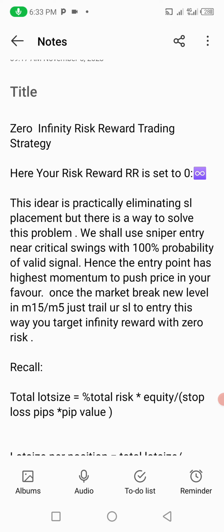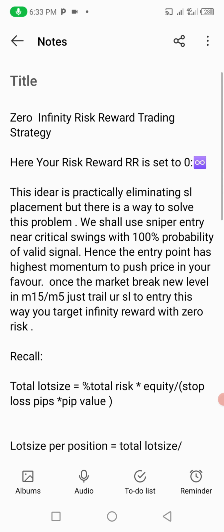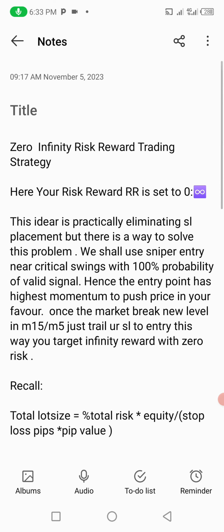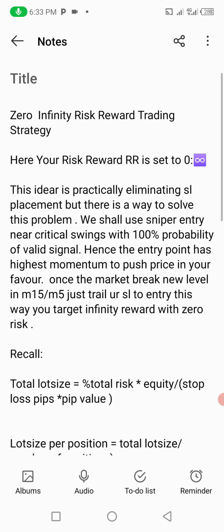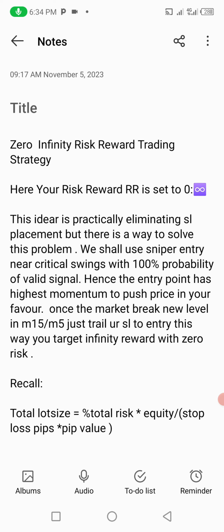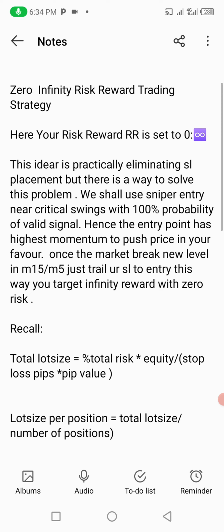So I'm gonna read through this document, which is very important. Then I will take you to the chart so that you start practicalizing this, because a lot of people have been wasting opportunity without making enough reward. So we are going to be minimizing risk near zero and getting the infinity reward. So here your risk reward is set to 0 is to infinity.